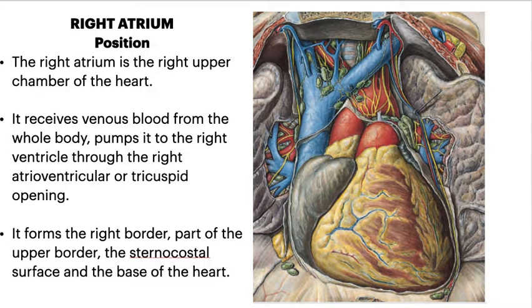About the right atrium. Now, the right atrium lies in the right upper chamber of the heart, receiving the venous blood from the whole body, pumping it into the right ventricle through the right atrioventricular or tricuspid opening. This is forming the right border, part of the upper border, sternocostal surface, and the base of the heart.